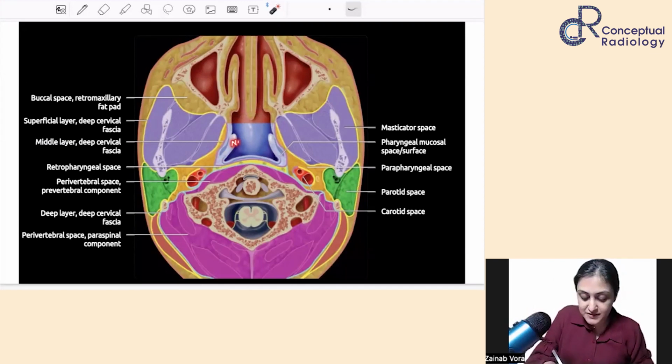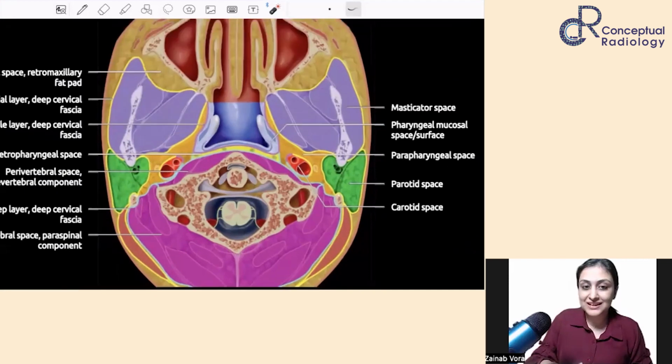You can see here, this is nasopharynx, oropharynx, like that we will be seeing. So this bulge here is the bulge of the nasopharynx. Fine. So this is what we have as the middle layer. And the deep layer, see this light blue color? Light blue color is this perivertebral space. All right. Now, two things which are in between.